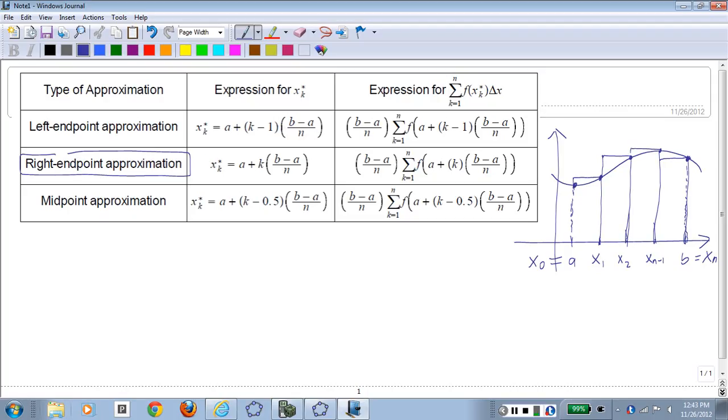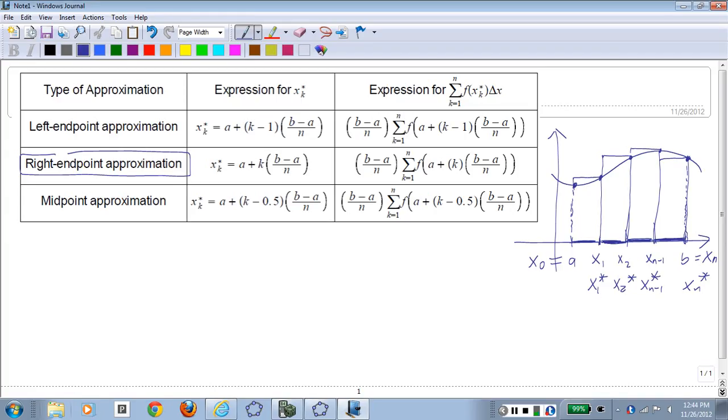So I want to denote what the endpoint is with x, basically x sub k star. So x sub 1 star is the right endpoint of this subinterval, and x sub 2 star is the right hand endpoint of that interval. X sub n minus 1 star, right hand endpoint there, and x sub n star is B, which is the right hand endpoint of that interval on the far right. They correspond with the x sub 1, x sub 2, x sub 3 in this case, but with the midpoint and the left endpoint, they won't exactly correspond with those. So it'll change a little bit.